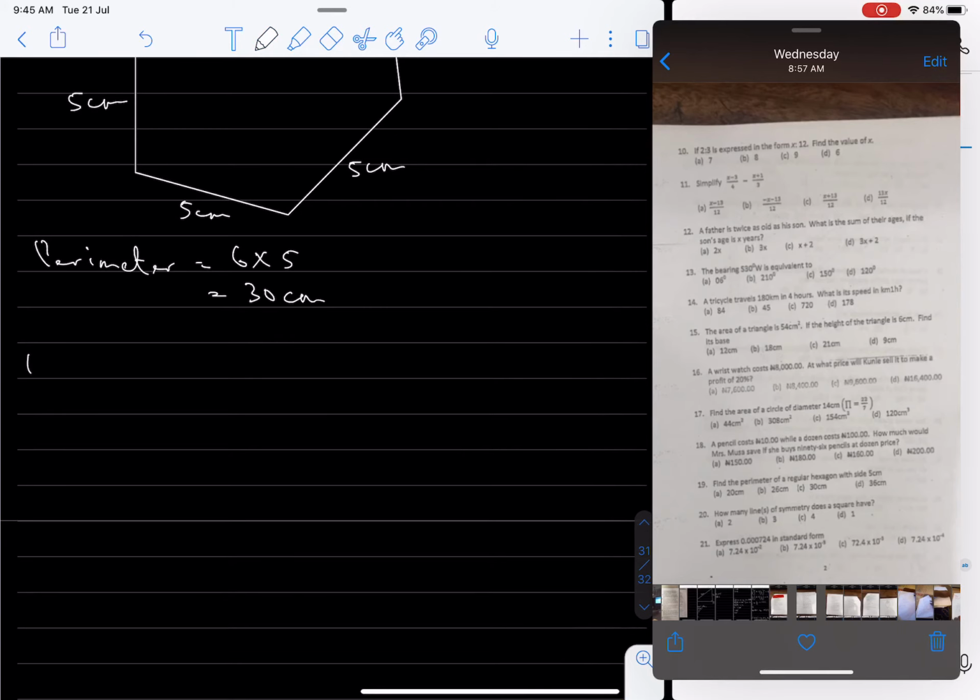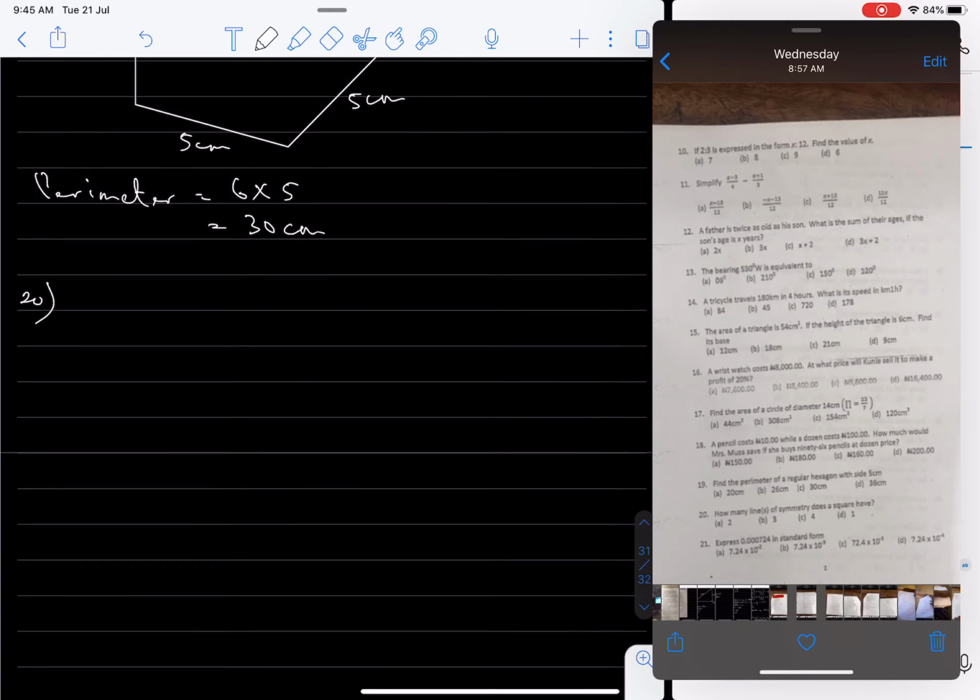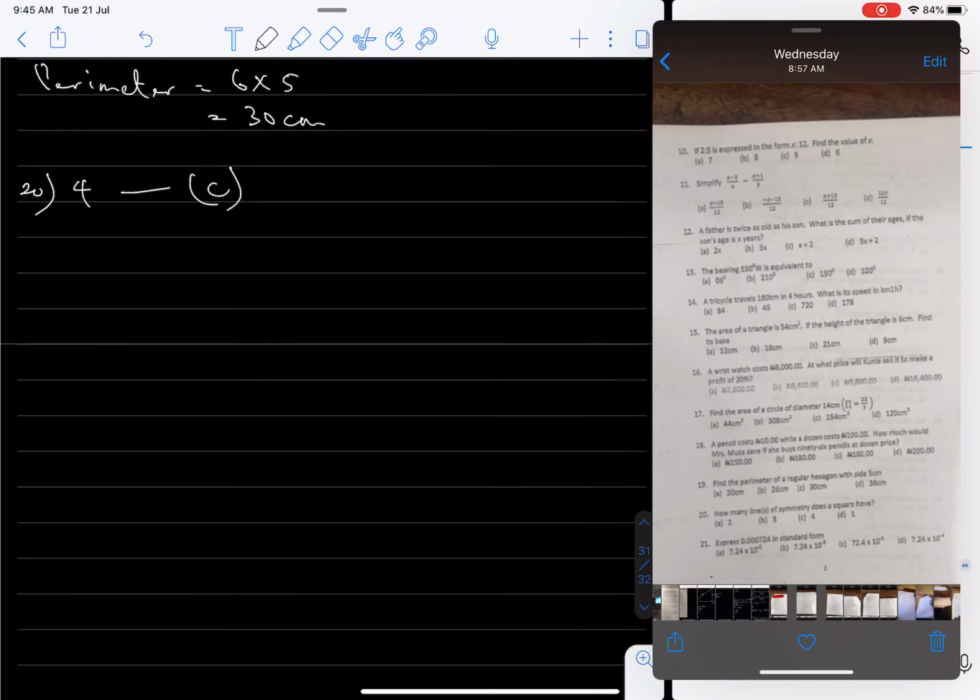Now I think that's number 20. How many lines of symmetry does a square have? A square has 4 lines of symmetry. And the correct option is C. The line of symmetry is the number of ways into which the shape can be folded into 2 equal halves.